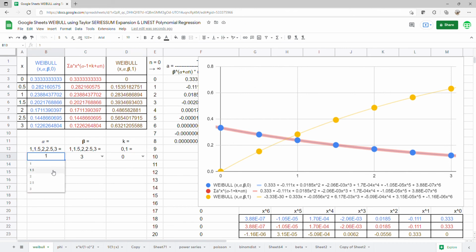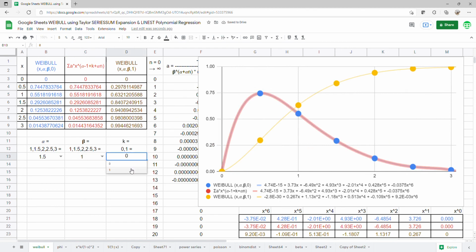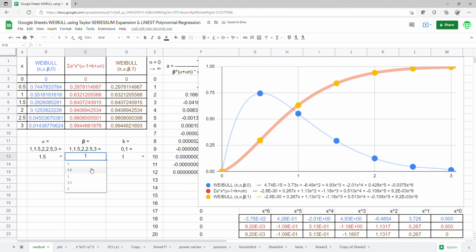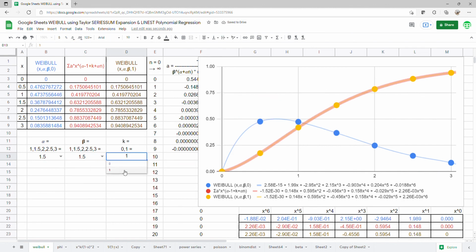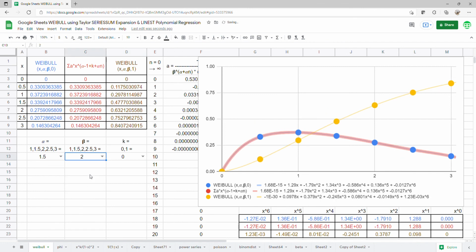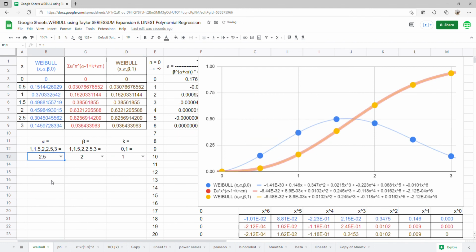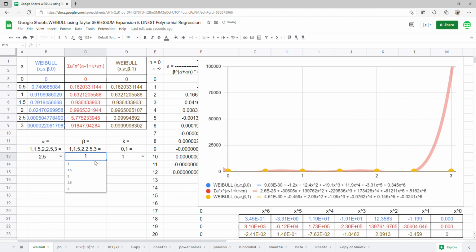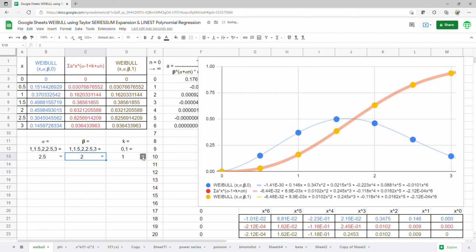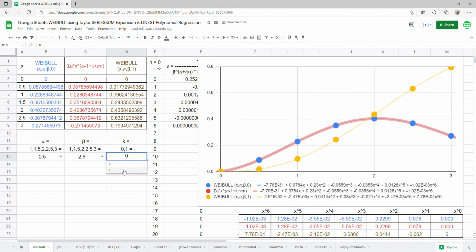Suppose we increase this to 1.5. You can toggle this to 1. Start with 1 and toggle this to 1. Beta equals 1.5. You can toggle this to 0. Beta equals 2. Toggle this to 1. And increase this to 2.5. It doesn't work, but we can go with 2. Starting 0, 2.5, and this will be 1.